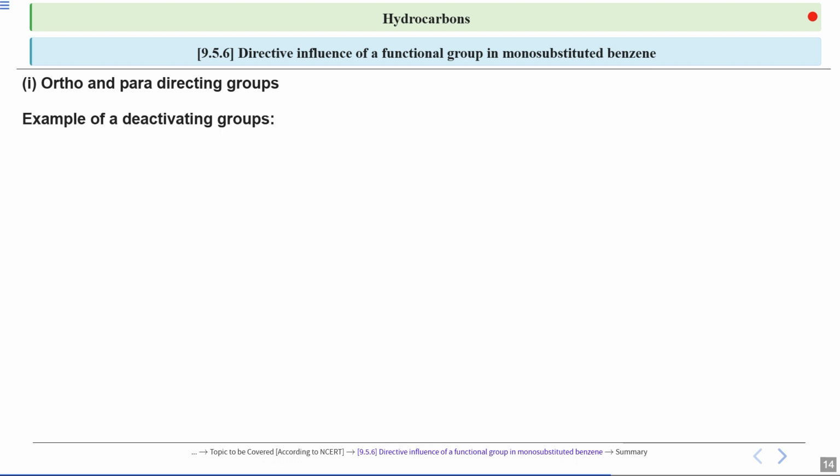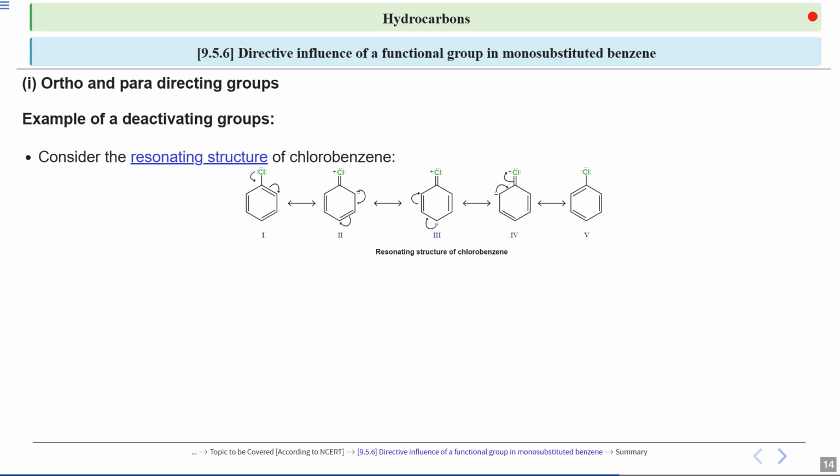Now let us look at the example of a deactivating group. A deactivating group makes the benzene less reactive towards incoming atoms or molecules due to the higher electronegativity of the halogens. Chlorine is a classic example and we will see how it affects the ring. Consider the resonance structures of chlorobenzene. Resonance means the electrons in the molecule can be shown in different arrangements, which affects how the molecule reacts. So here is an image. It illustrates that chlorine is increasing the electron density on the 2nd, 3rd and 4th positions.